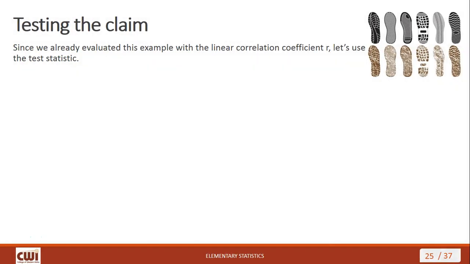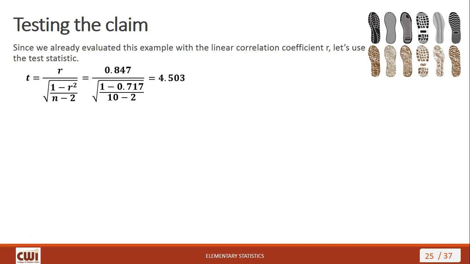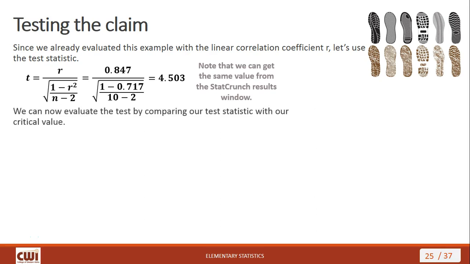Testing the claim. We've already evaluated the example with the linear correlation coefficient, so let's go ahead and use the t test statistic. If we were to calculate this old school, here's our formula. We plug in what we know, so 0.847 is our linear correlation coefficient. If we square that, we get 0.717, and we have a sample size of 10. So we plug these numbers into our formula, punch this out on our calculator, and we get 4.503. This is the t test statistic. Notice we get the same value from StatCrunch.